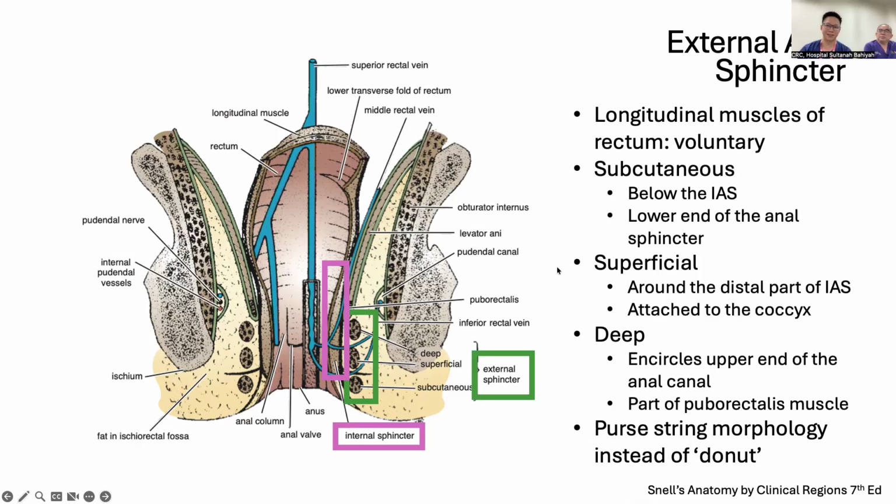In one of the researches contributed by Professor Lee himself, they mapped out on MRI imaging that the external anal sphincter is actually part of the puborectalis. And instead of the usual donut configuration that we are familiar with, it is mapped out to form a purse string morphology rather than just a donut. So the puborectalis and the external anal sphincter have a very close relationship. The external anal sphincter is also part of the puborectalis muscle.